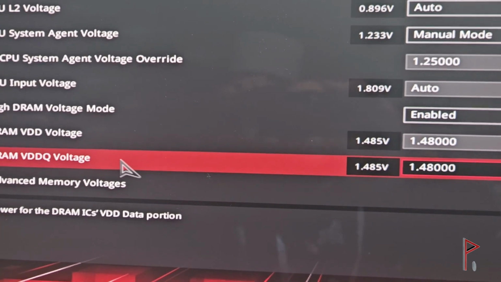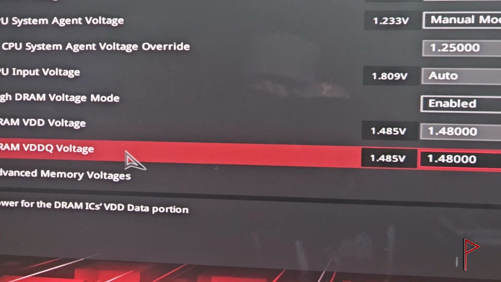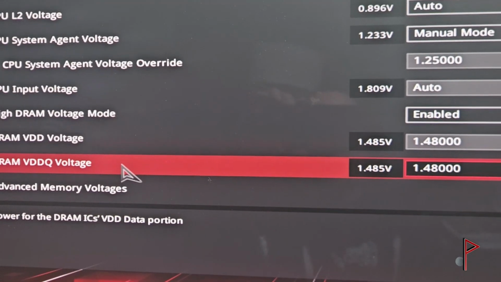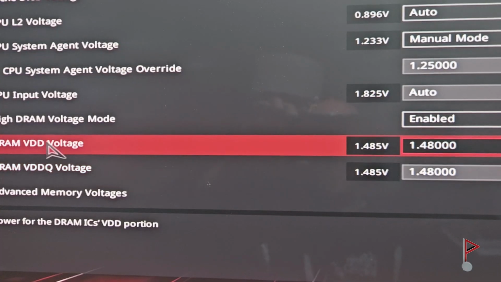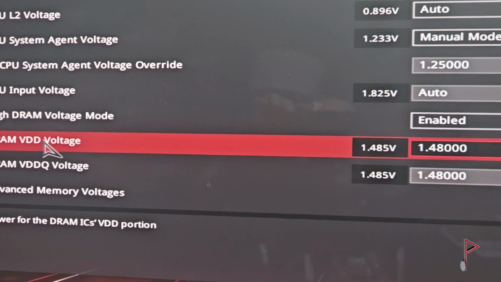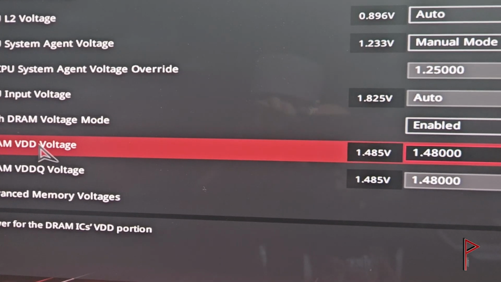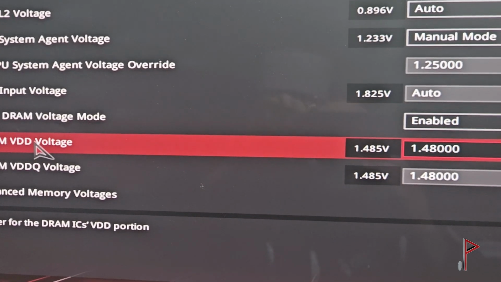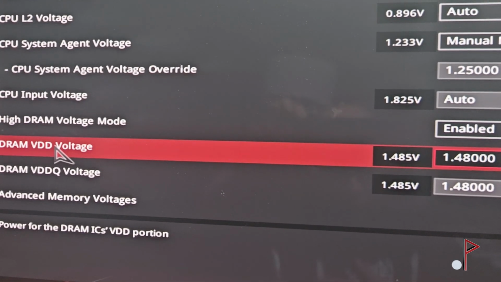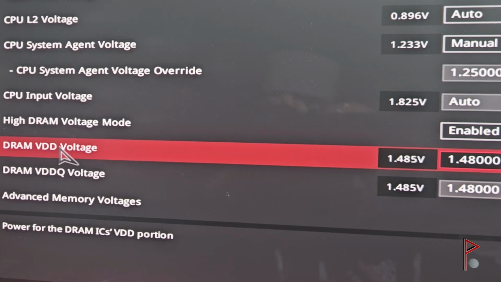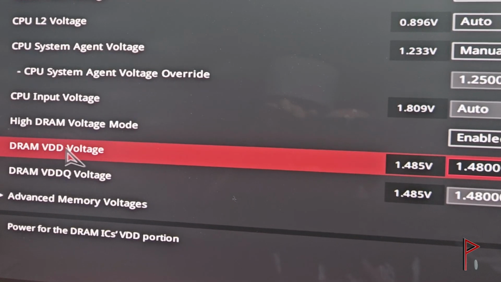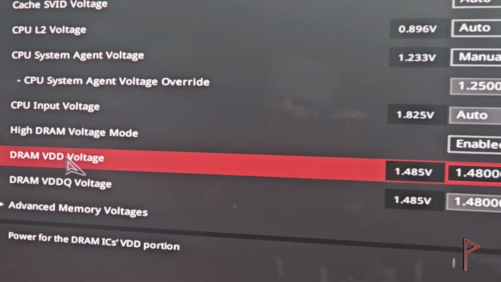And then you have the DRAM VDD, which powers the core logic of the RAM. It's the main power line of the DRAM chip. It powers the DRAM core array and logic circuits. So what are we talking about? We're talking about the row and column decoders, the sense amplifiers that we talked about before, the timing controllers that govern read-write operations, refresh cycles, error checking.